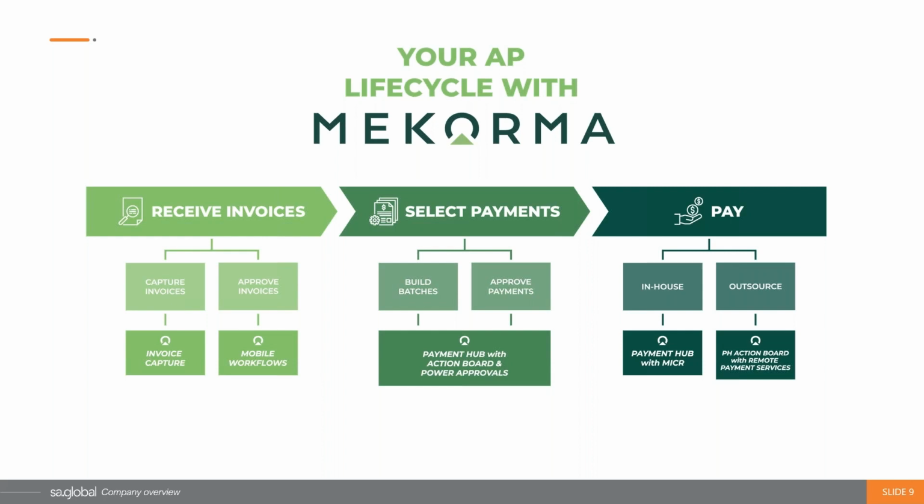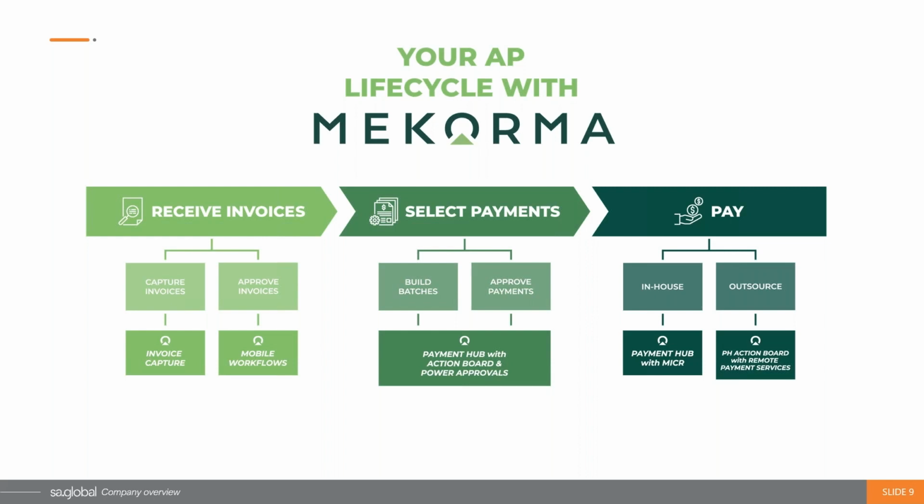So let's double click into each of the major parts of each of these phases. Initially, we want to be able to capture invoices. We want to be able to approve those invoices. We want to then, once those invoices are approved, build batches and have payment approvals done. And then finally, when we're ready to pay, we can either pay in-house or we can outsource.